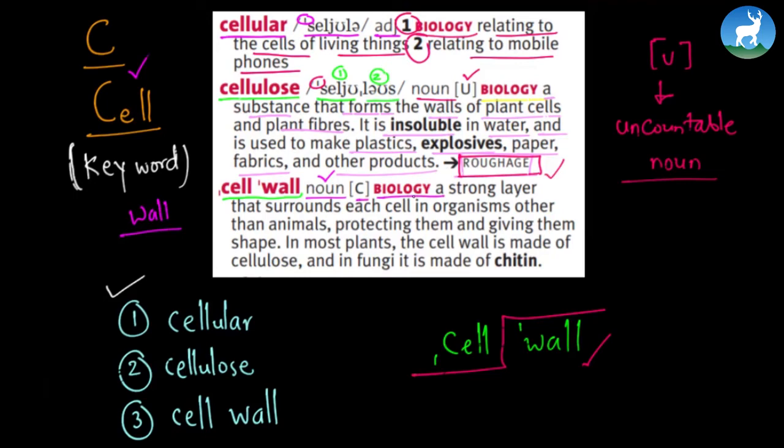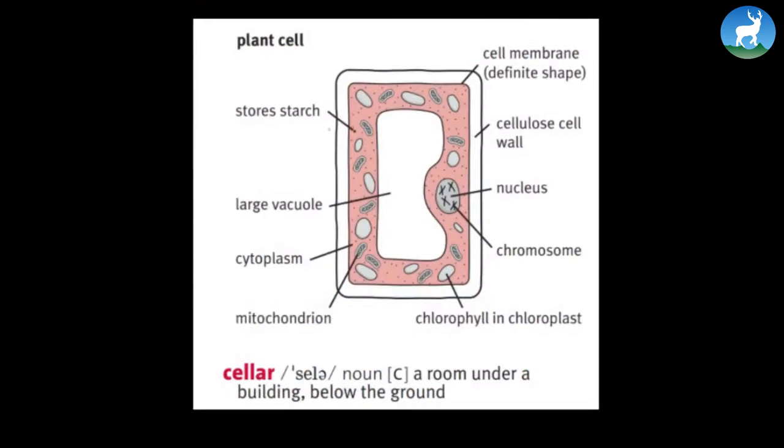See the difference? It is once again related to biology, and the meaning is a strong layer that surrounds each cell in organisms other than animals, protecting them and giving them shape. In most plants, the cell wall is made of cellulose, and in fungi, it is made of chitin. So this is the meaning, right? In many good dictionaries, you would find a lot of illustrations, a lot of examples, keywords, phrasal verbs, idioms, and stuff like that. So here's an illustration of something called the plant cell.